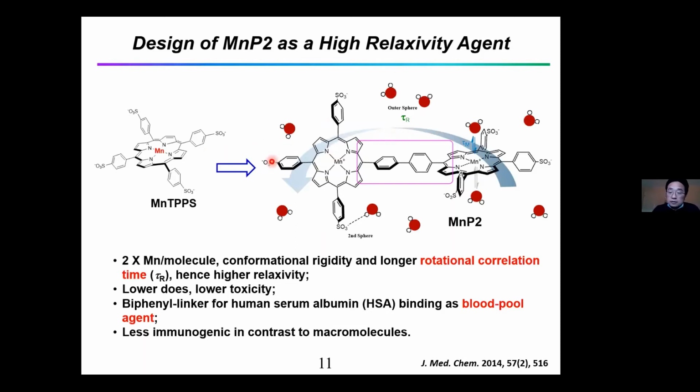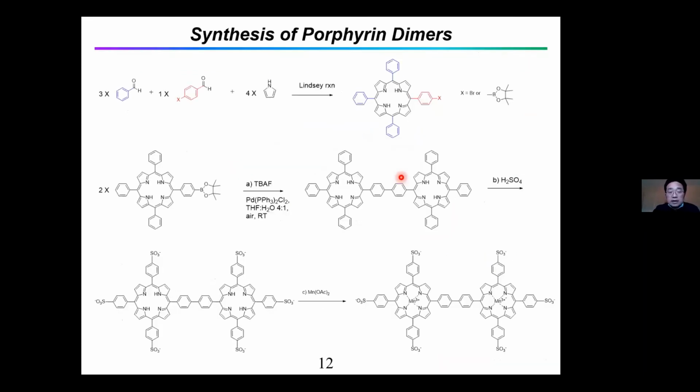So I showed you that we tried to minimize the porphyrin structure, but in this case we go the other way. We increase the size of the porphyrin by forming a dimer, a conjugated dimer, through this pi-pi conjugation chemistry, and we would expect that this will slow down the tumbling rate and therefore lead to an increase in the relaxivity. Again, I will not go into the details of the synthesis, but we made this compound through a palladium-catalyzed homocoupling method based on a borate derivative.